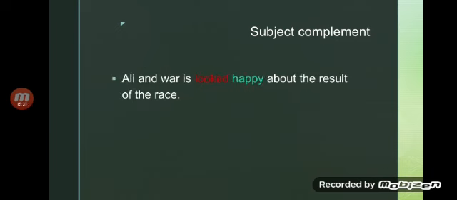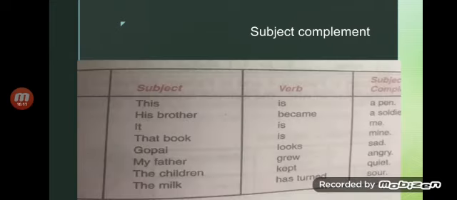Another example is Ali and the race. Sorry, there is a mistake in typing. We can say Ali looked happy about the result of the race. Ali looked happy. Here again, looked is a linking verb. Happy is describing the subject Ali, giving the complete meaning, happy about the result of the race.